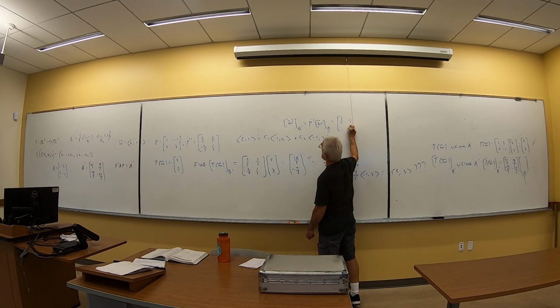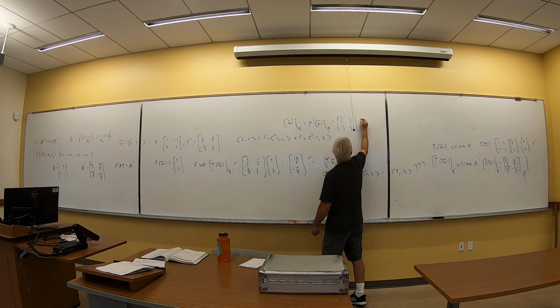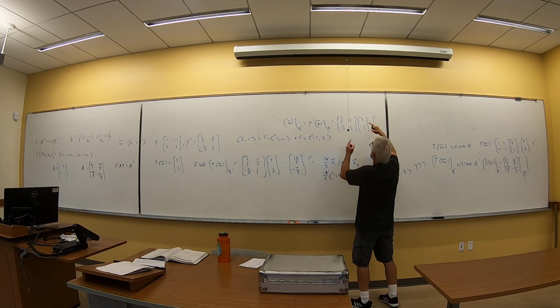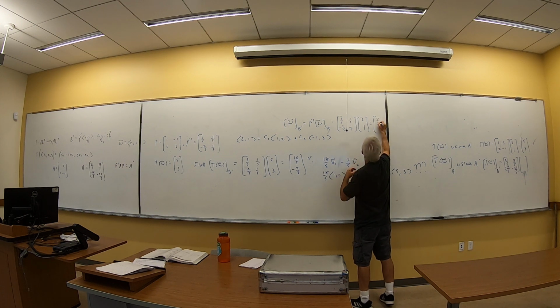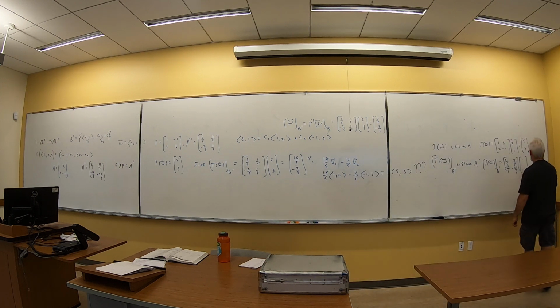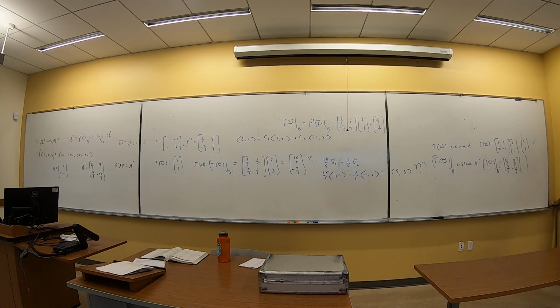3/5, 1/5, negative 2/5, 1/5, 2, 1. And what does that give me? 6 plus 1 is 7/5. Negative 4 plus 1 is negative 3/5. So let's see if this works. Get out your calculators, please. 7/5, negative 3/5.